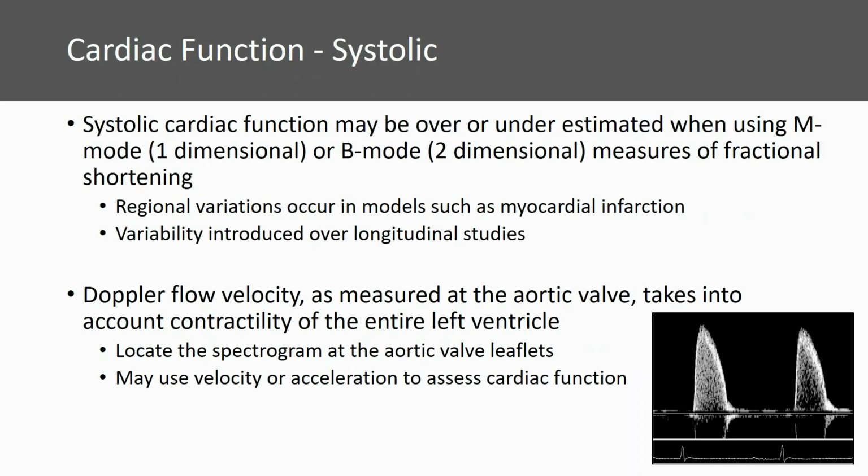Doppler flow velocity systems, on the other hand, make the measurement at the aortic valve, and this takes into account all contractility of the left ventricle and is not affected by measurement location caused by the regional variability which may exist within the myocardium. We can identify the sample volume as being located at the aortic valve by the small reversal of flow that I showed previously within the spectrogram. This again is caused by the closure of the aortic valve. From the velocity spectrogram, one may also obtain acceleration, so either can be used to assess cardiac function.